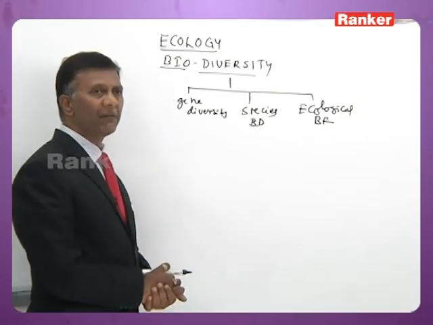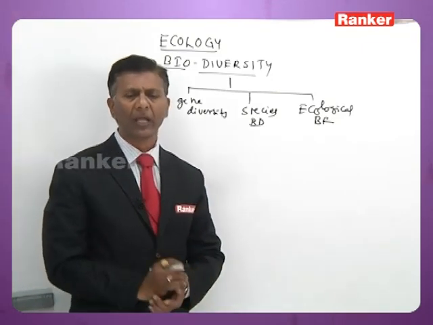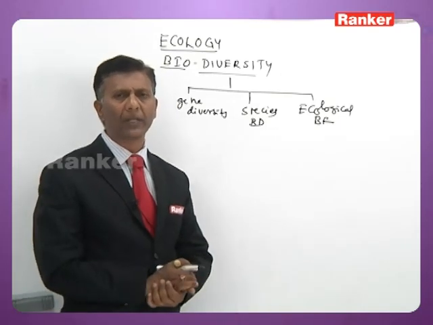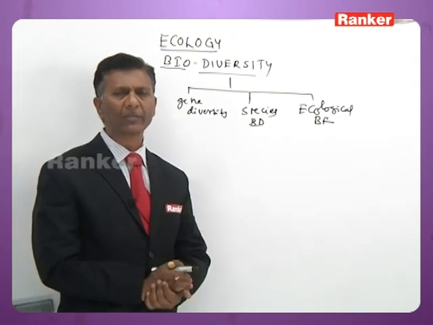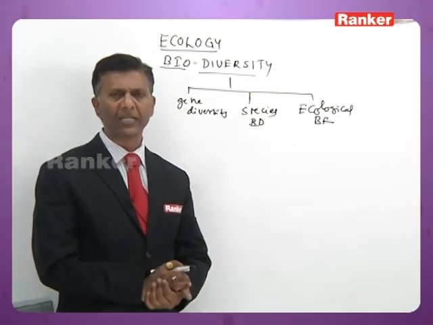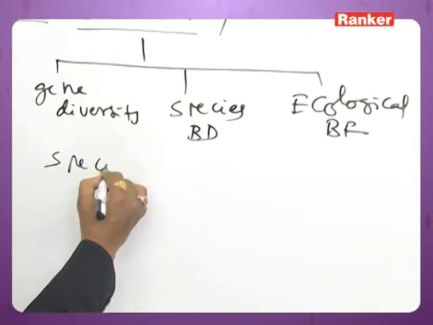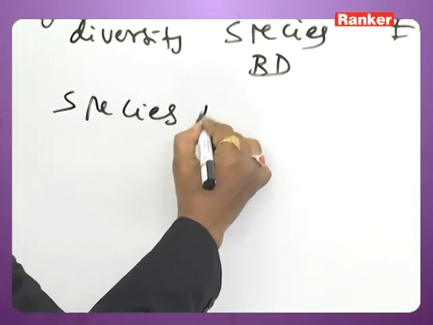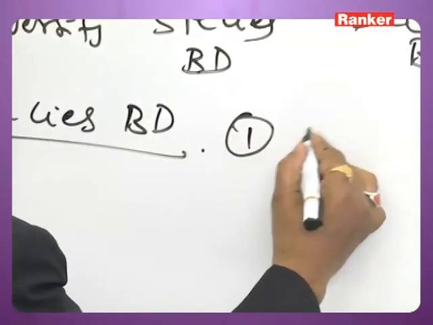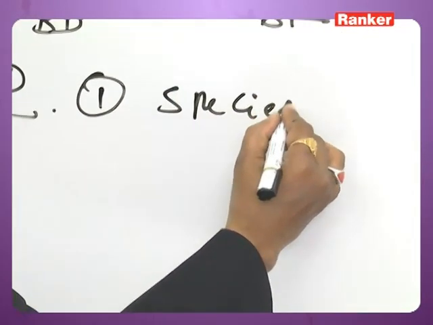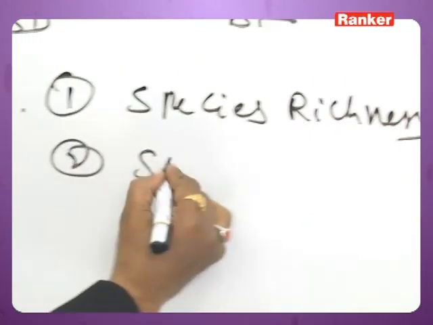The next is the species diversity. It is the diversity of species in a particular habitat. If we take a particular habitat, it may abound with animals of different types of species. So the more the number of different types of species, the higher is the diversity in a particular ecological region. Species diversity is measured by two characteristics: number one, species richness, and species evenness.